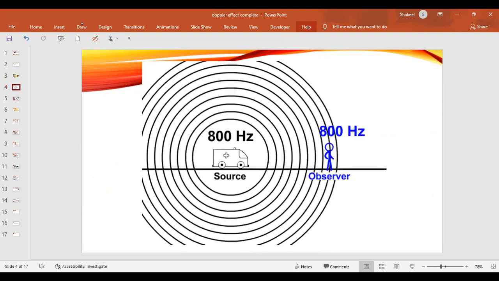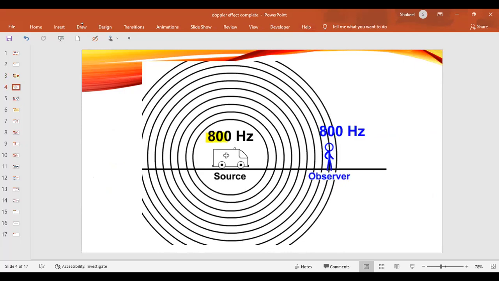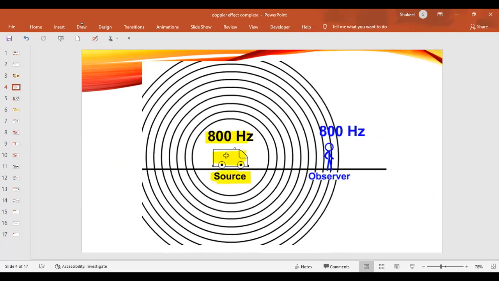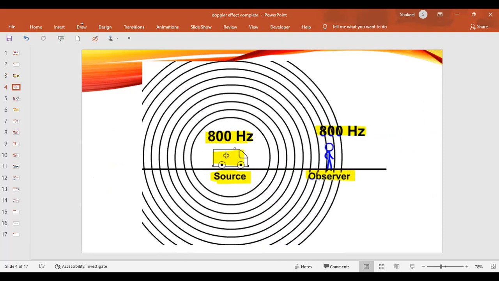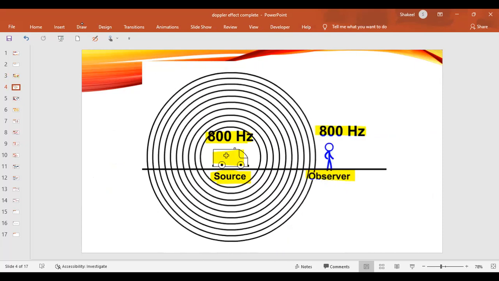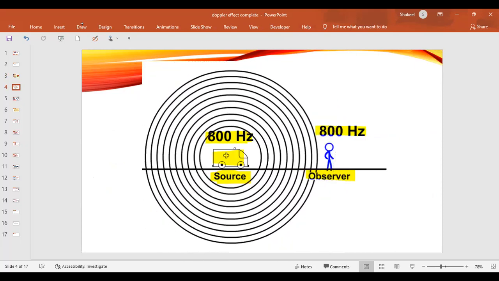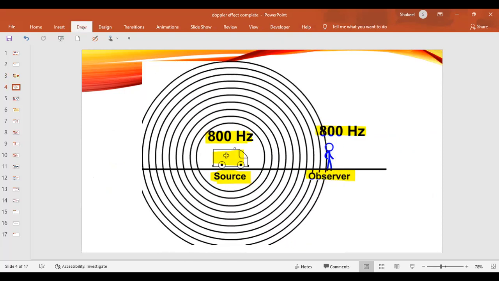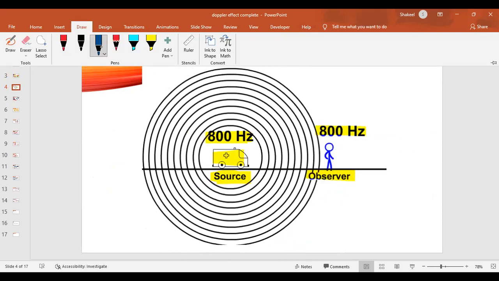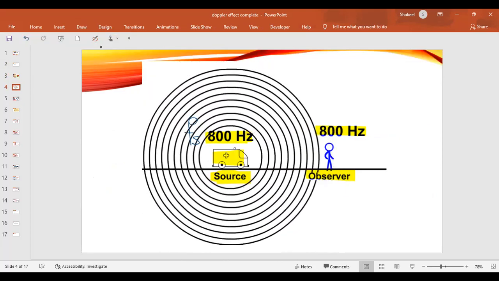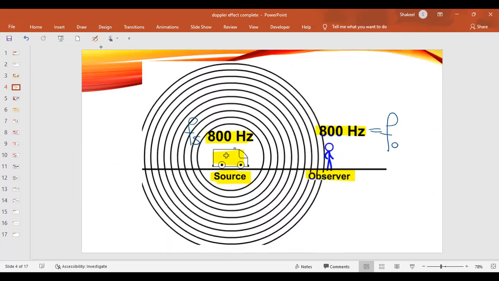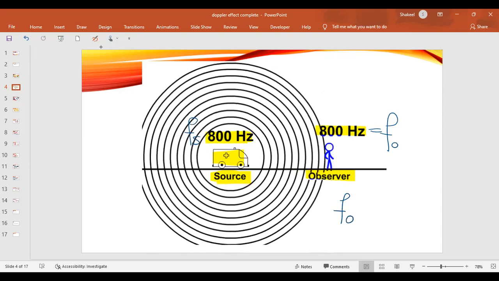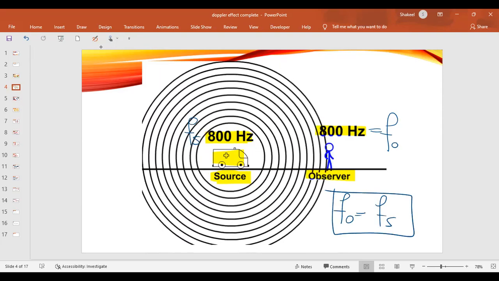The same thing is illustrated over here: there is a source, an ambulance, which is at rest. It is producing a sound wave of 800 hertz, and then there is an observer, and he is going to observe the same frequency because neither of them is moving, so there will be no Doppler effect. So the wave produced by the source has frequency fs. It is the source frequency. And the frequency observed by the observer is fo, the frequency observed by the observer. In this case, the observed frequency is equal to the source frequency because both are at rest.